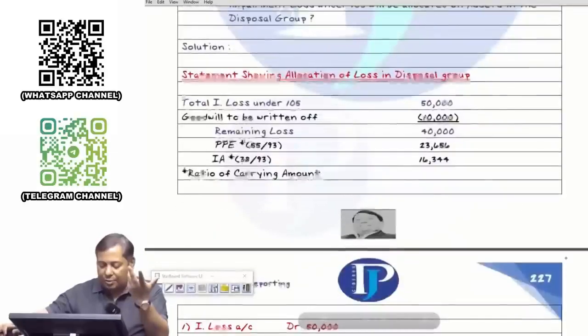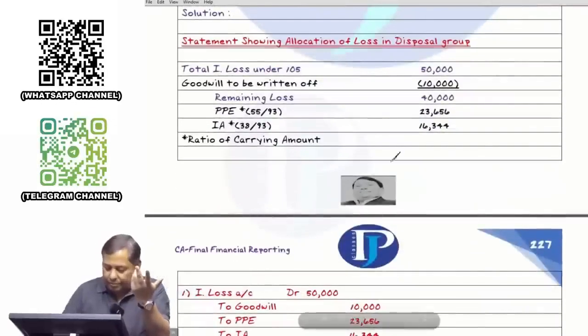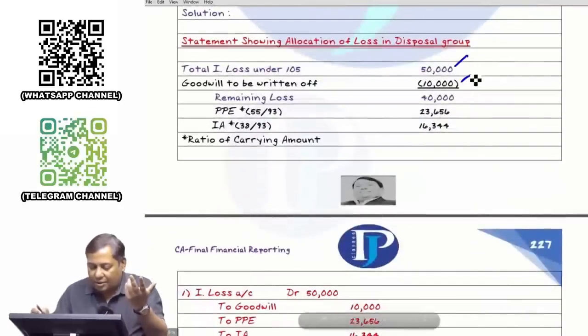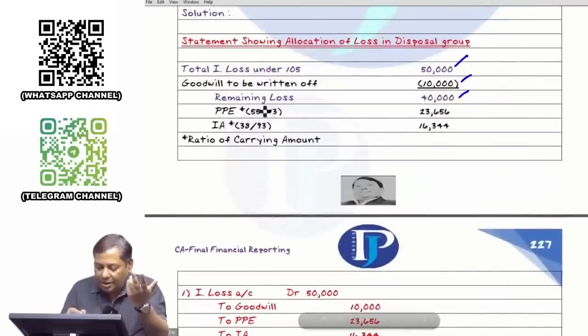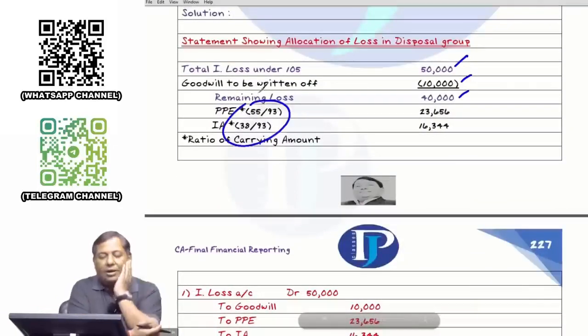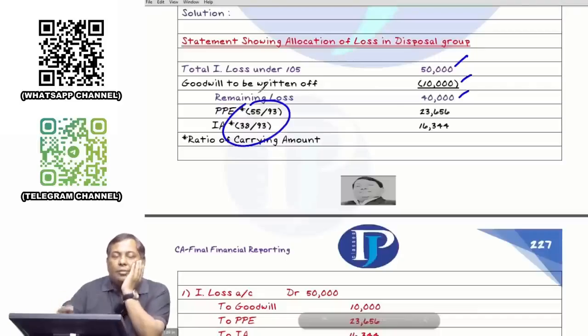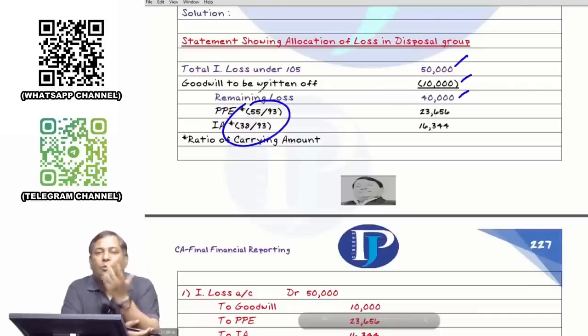Question is asking how to adjust it. See this. 10,000 adjusted in goodwill for the loss of 50. Divide the rest in 55:38. And then revise the carrying amount and make the working. It's easy.